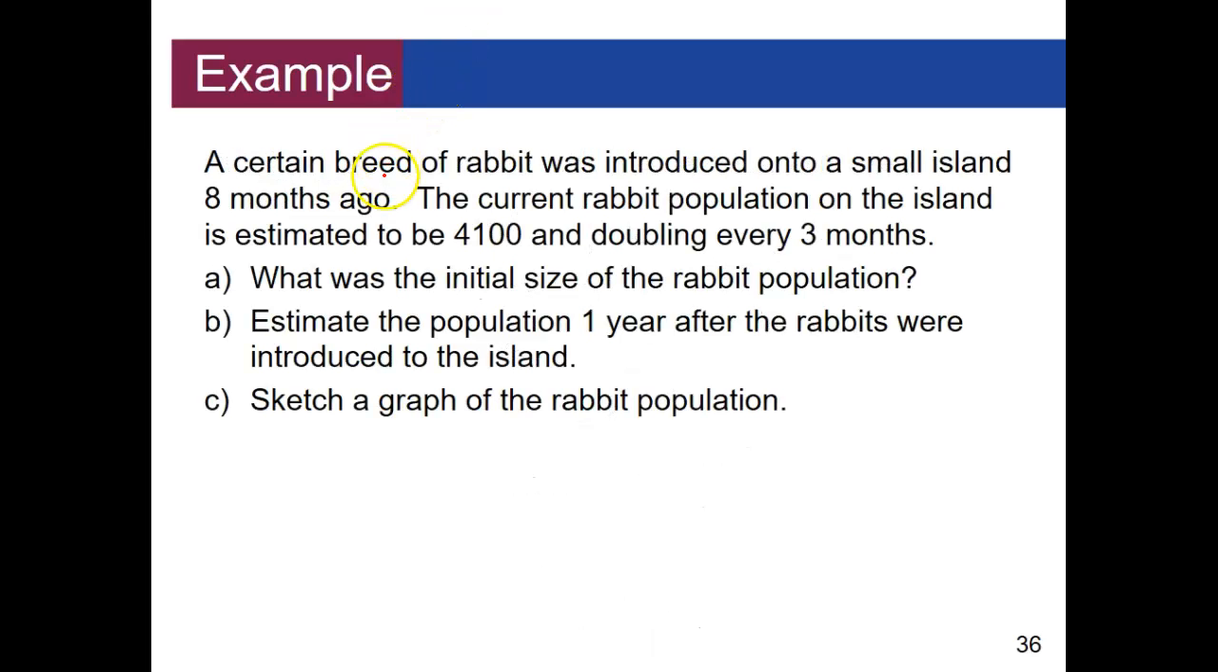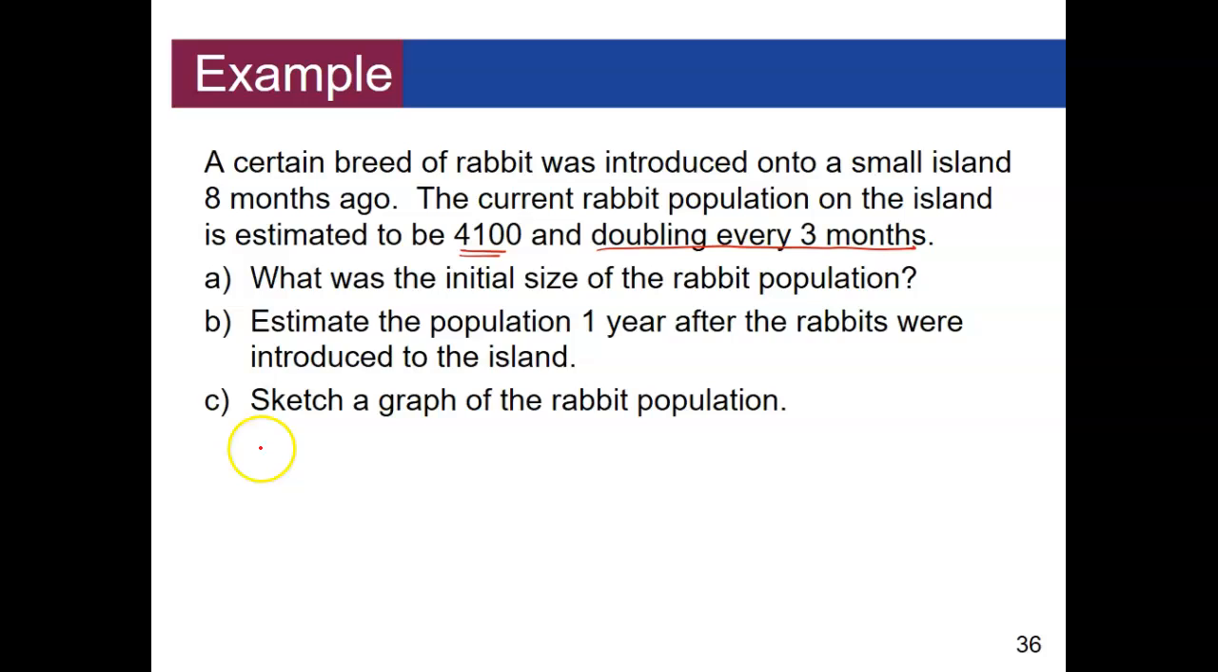Okay, here we've got an example dealing with a rabbit population. A certain breed of rabbit was introduced onto a small island 8 months ago. The current rabbit population on the island is estimated to be 4,100, and it's doubling every 3 months. So what was the initial size of the rabbit population? When we look at this particular example, they are not giving us a starting value. So we've actually got to go in and figure out what the starting value would be.